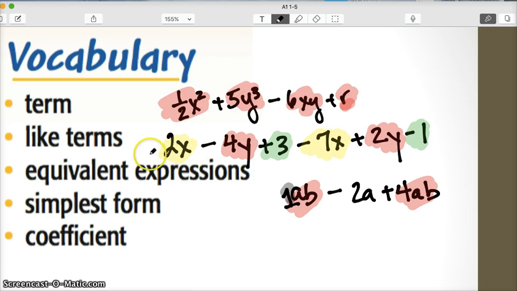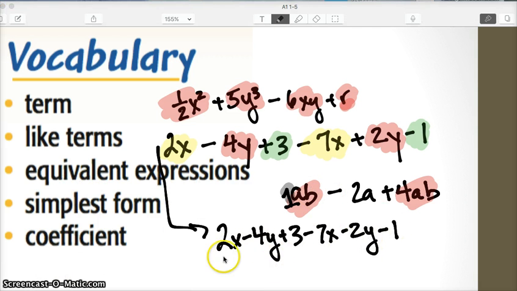But let's take a look at this first expression that we talked about here. I'm going to grab it and put it over here real quick. Let's talk about equivalent expressions. So here's this expression. We saw what like terms were. The fact is, in algebra, you can join like terms together to create an equivalent expression. So this expression that I've rewritten here is going to be the same as the expression that I'm going to show you in a moment.